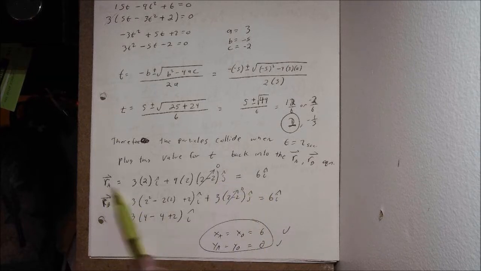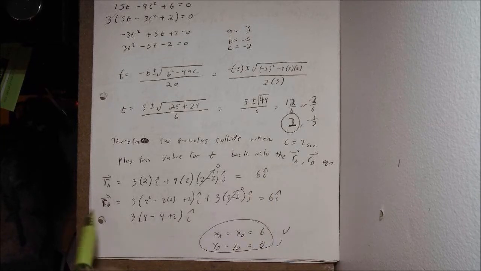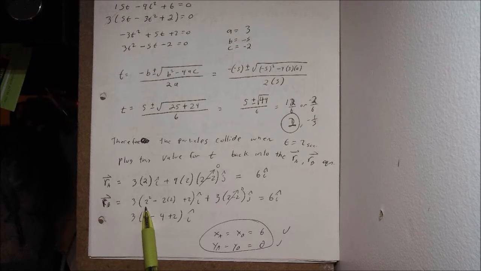I end up with, for my position vector A, when I plug in a time equal to 2 seconds, a value of 6 i hat. I do the same thing for B, and I end up with 3 times 2 squared minus 2 times 2 plus 2 in the i hat, plus 3 times 2 minus 2, which is 0. That goes away.